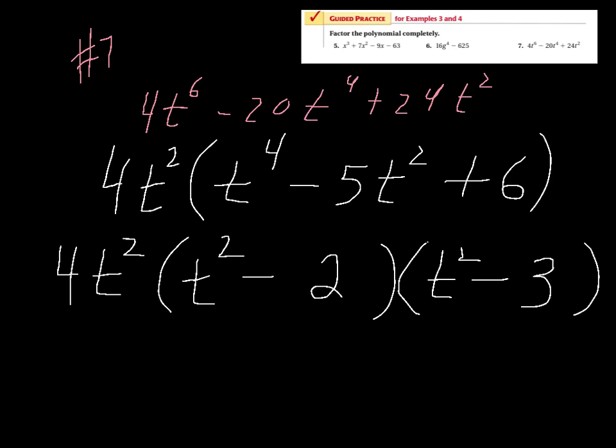Now, all I want to make sure, as always, is that nothing else is factorable any further. Otherwise, we are factored completely. T squared minus 2, well, that's a difference, but it's not the difference of perfect squares because 2 is not a perfect square, and t squared minus 3 is not the difference of perfect squares either. So as far as factoring is concerned, we are all set.